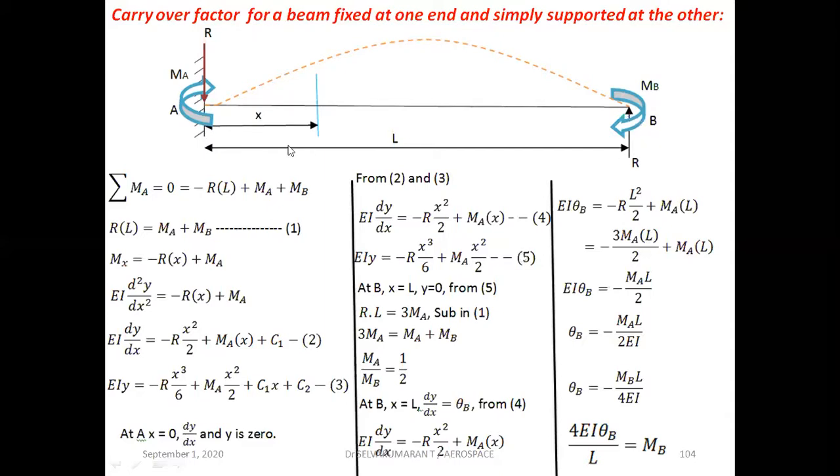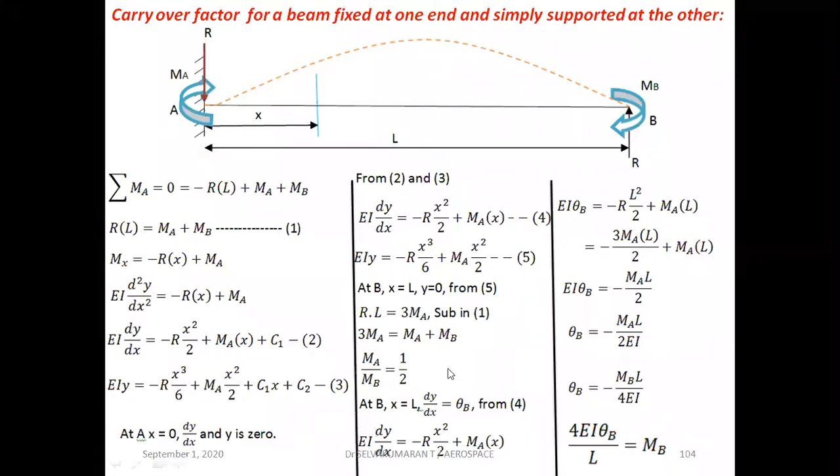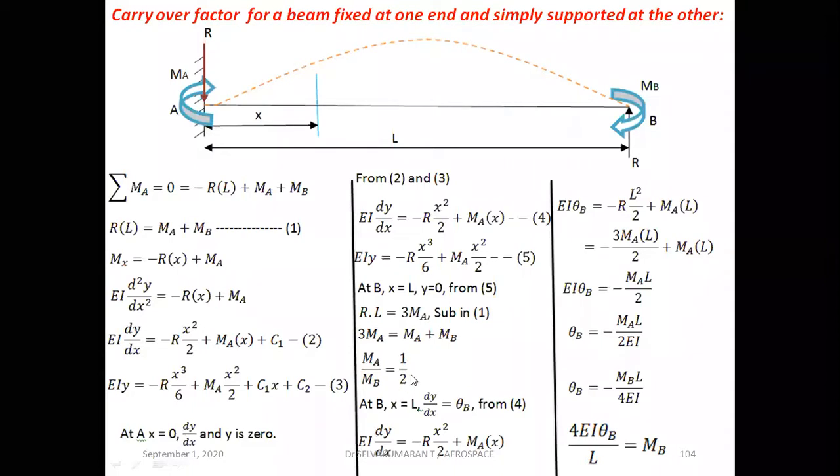Now at B, when x is equal to L, deflection is 0, because at simply supported ends, deflection is always 0. So from equation 5, substitute x equal to L, you get RL is equal to 3 times MA. Now substitute this RL equal to 3 times MA in equation 1, where equation 1 is nothing but RL is equal to MA plus MB. Once you substitute and simplify, you get MA by MB is equal to 1 by 2, which is nothing but the carryover factor, 1 by 2 carryover factor.